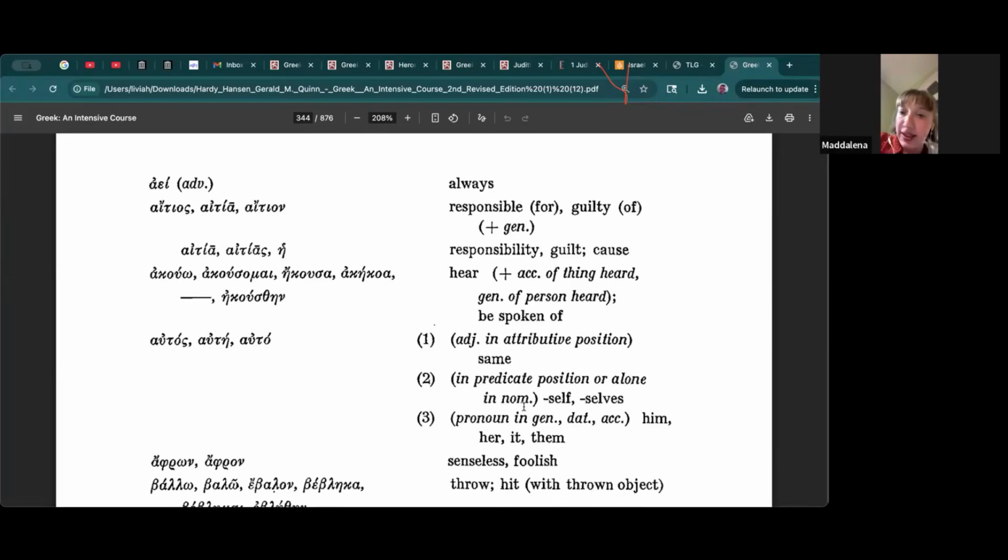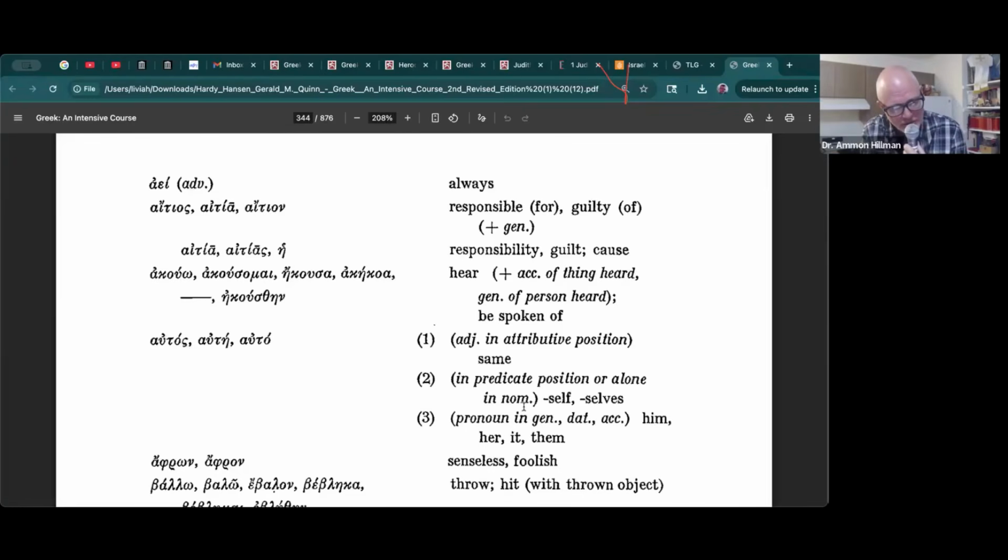Aitios, aitia, aition. Responsible for, guilty of. Aitia, aitias. Responsibility, guilt, cause. Yeah, aitia. That's a very, very important word. Doesn't sound like it, but it is. Good they taught you.